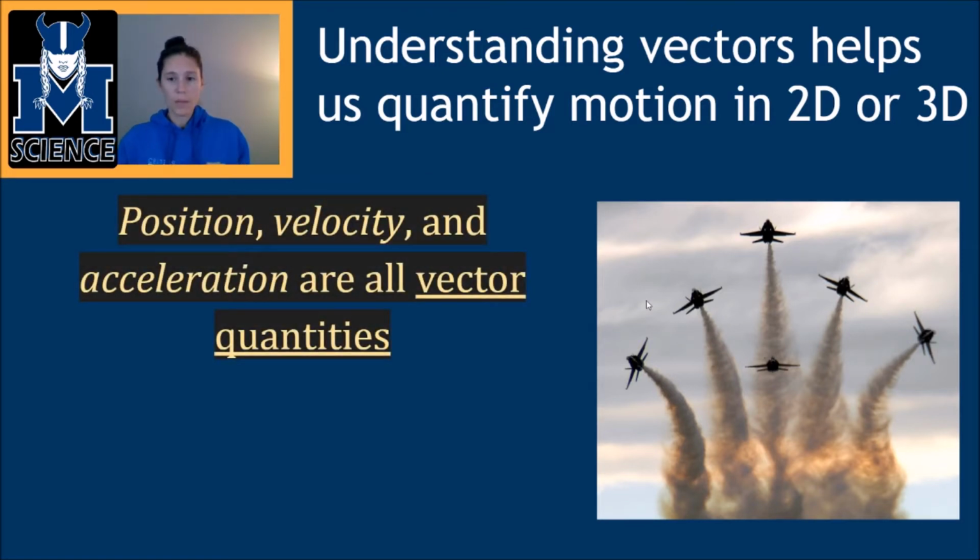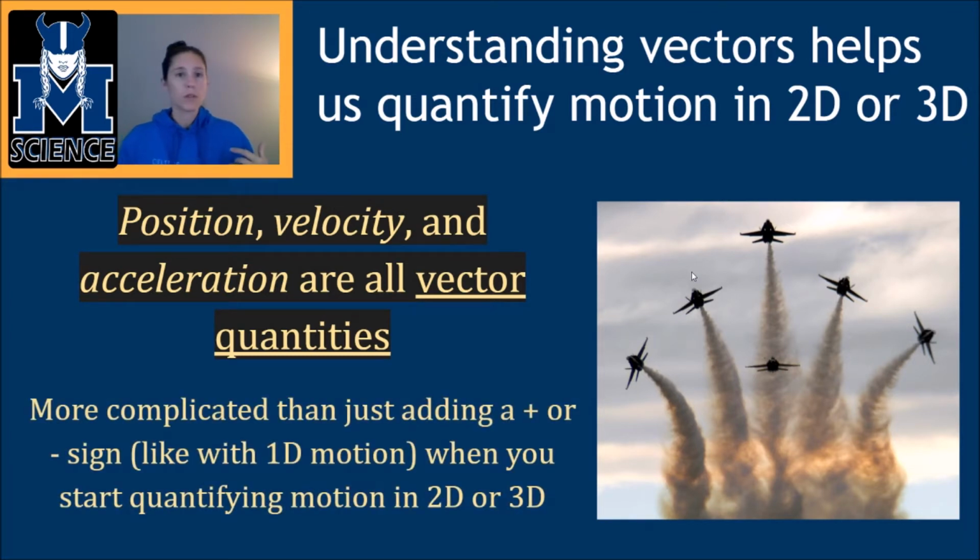In order to talk about motion in 2 and 3 dimensions, we have to come back to the idea that position, velocity, and acceleration, all these quantities we've been talking about, are all vector quantities. Okay, and in 1 dimension we were able to just put a plus or a minus sign, and that told us the direction of that vector. In 2 or 3 dimensions, it's a little bit more complicated than that to talk about the direction of a velocity vector, for example.